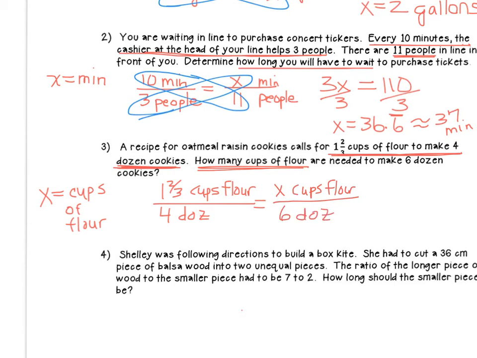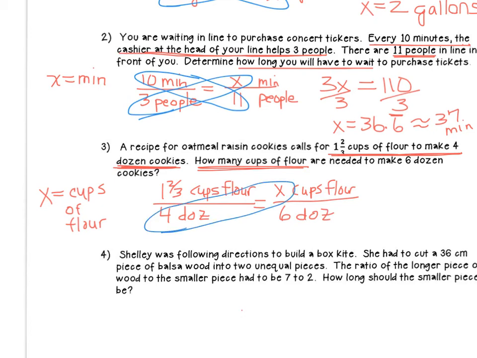Where did I get the 6 dozen? Right here. How did I know to put X cups of flour on top? Because it needs to match. On this side I have cups of flour over dozens, cups of flour over dozens. Alright, here we go.